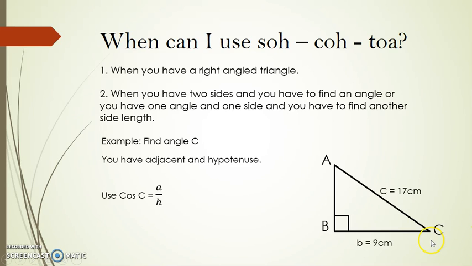Now you must make sure that the angle you're trying to find is opposite the right angle. Okay? Because if you were trying to find A, this would be different. You'd be using either sine or tangent. Okay? So make sure that the angle C is opposite your right angle. So cosine C is adjacent over hypotenuse, which is 9 divided by 17. Cosine C is 0.529, and then using your shift button, you can find the angle C is 58 degrees.